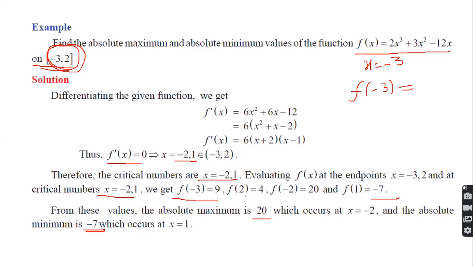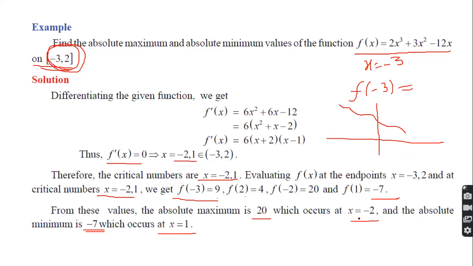When does it occur? When x equal to minus 2, it attains the maximum value. When x equal to 1, it attains the minimum value. Don't judge that when x is negative, it is the minimum, and when x is positive, it is the maximum. Don't judge like that, because the function may be like that sometimes.